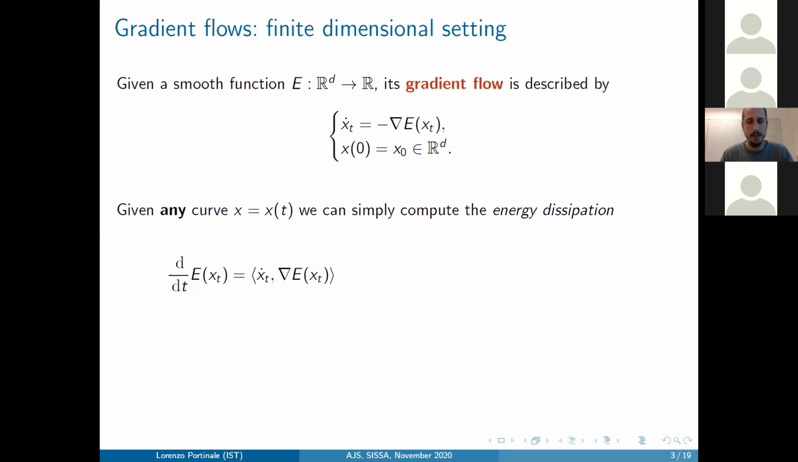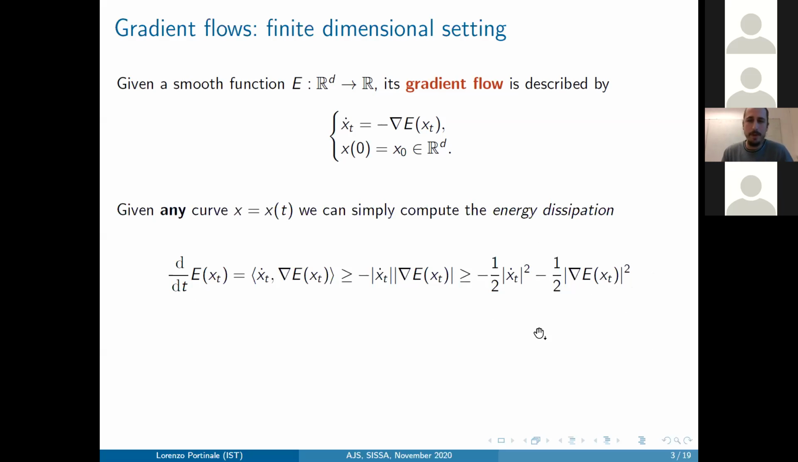Okay, and a simple Cauchy-Schwarz inequality says that this cannot be smaller than minus the product of the speed times the modulus of the gradient. And another simple Young inequality also shows that this cannot be more negative than this quantity here, so a kinetic contribution plus the square of the gradient, with a minus sign. So this inequality holds true for all possible curves. There's no way you can get a dissipation which is smaller than this negative number here.